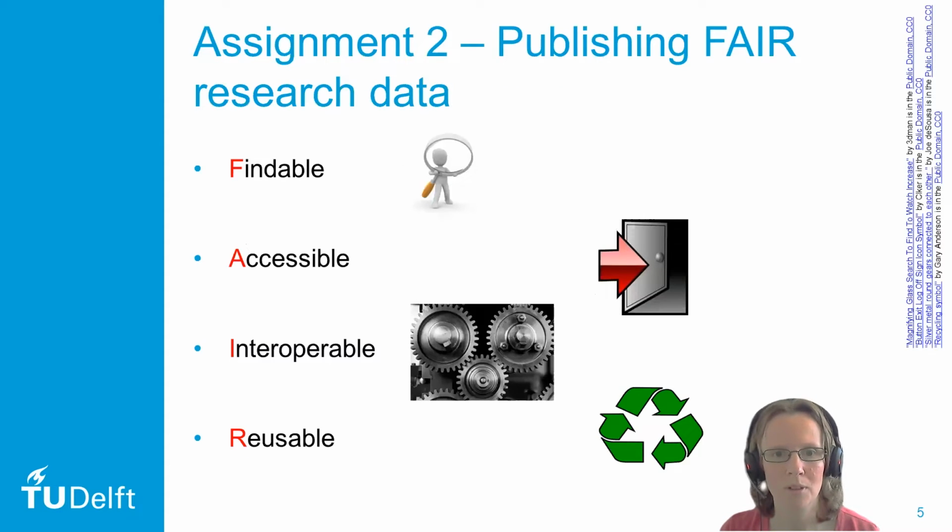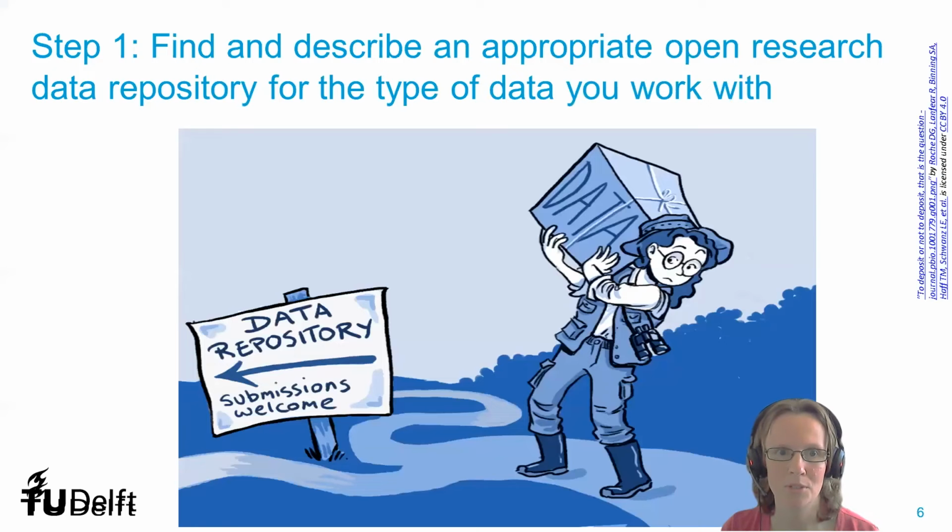In assignment 2, which is related to week 2 of this MOOC, we asked you to first find an appropriate repository for the type of data that you work with. Second, to generate proper documentation and metadata for a data set that will be published. And thirdly, to get familiar with publishing a FAIR research dataset in an open repository. Finally, as an optional step, we asked you to share your experiences on the forum. We received 13 assignment submissions so far, and thank you all for the contributions.